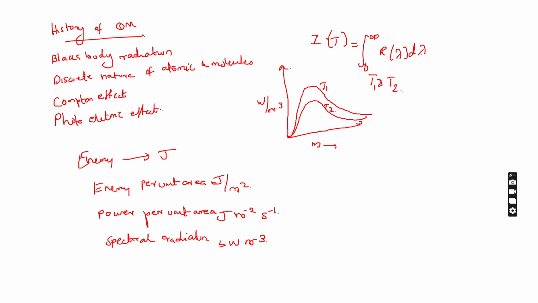Then one more law we have to remember, the Stefan-Boltzmann law: I of T is equal to sigma T to the power 4, where sigma is equal to 5.67 times 10 to the power minus 8 Watt per meter square Kelvin power 4. Similarly, we have to remember Wien's displacement law. What is Wien's displacement law? Lambda maximum times temperature is a constant.